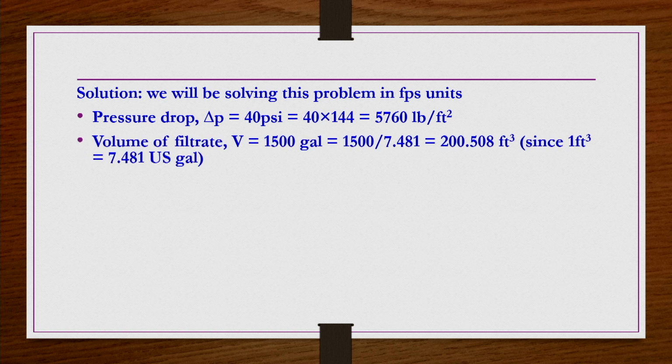Okay. Volume of filtrate is given as 1500 gallons, but 1 feet cube is equal to 7.481 gallons, especially US gallons. Actually, these gallon conversions are different for UK and US. So, let us take the US gallon conversion. According to US gallon conversions, 1 feet cube is nothing but 7.481. So, when you do the conversion, you will get V as 200.508 feet cube.